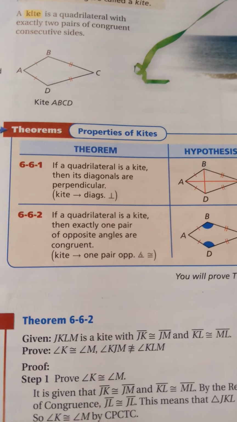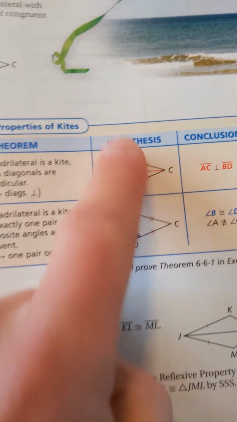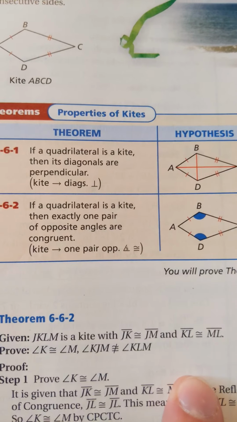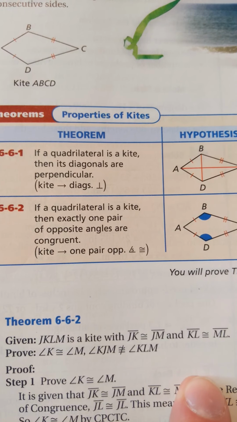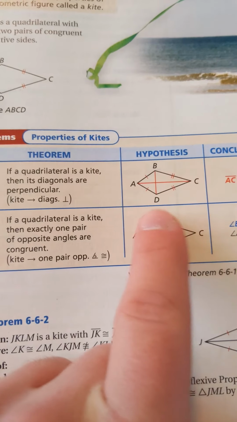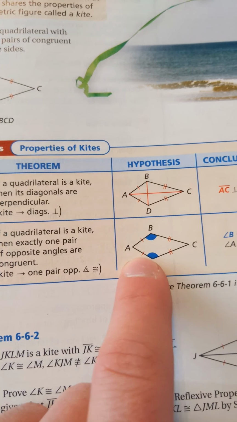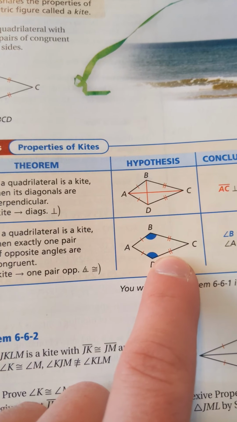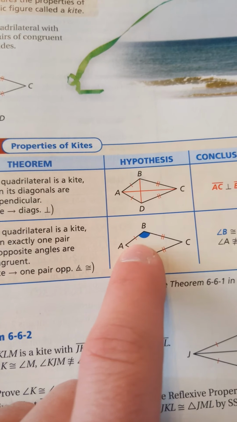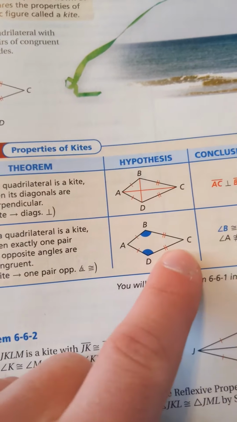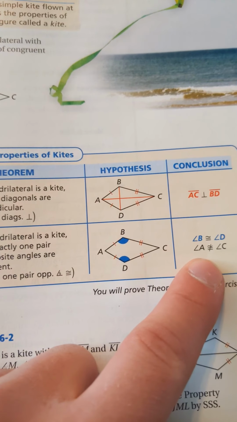It says if a quadrilateral is a kite, then its diagonals are perpendicular. Again, notice more perpendicular diagonals. Very important. If a quadrilateral is a kite, then exactly one pair of opposite angles are congruent. So these angles opposite here between the sides, notice one tick mark, two tick marks, one tick mark, two tick marks, those are congruent to each other.